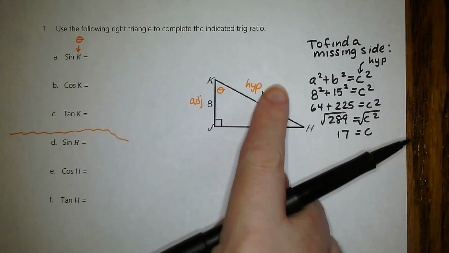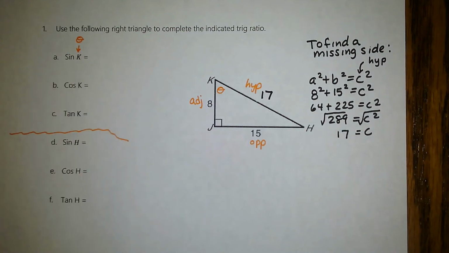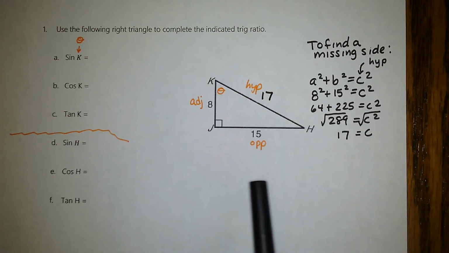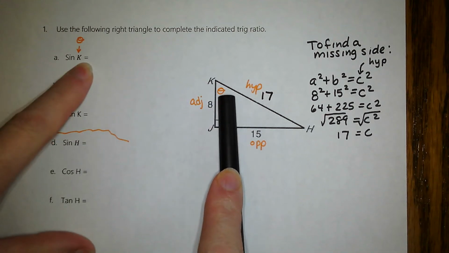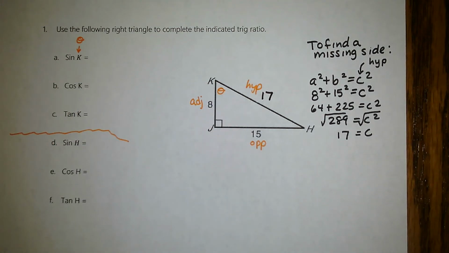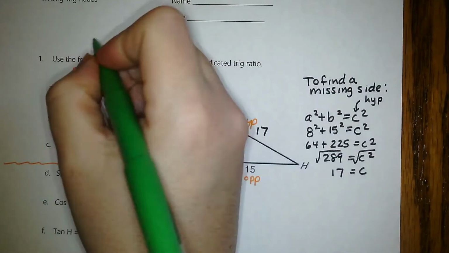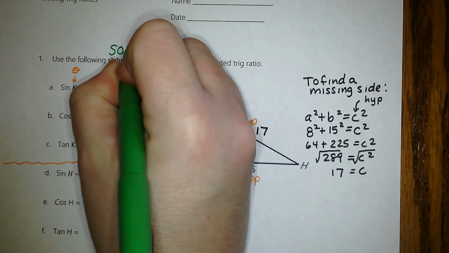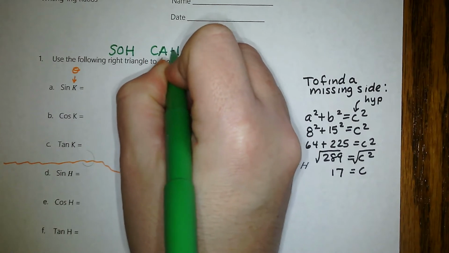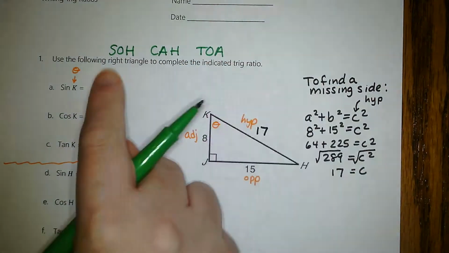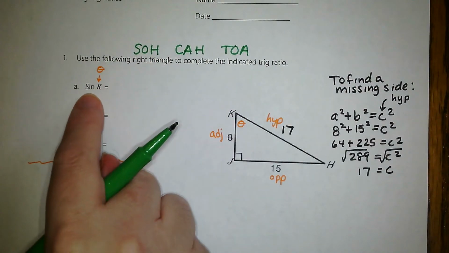Okay, so I have my 3 lengths. I've got them all labeled. Now I just have to remember my SOHCAHTOA. So we just did some Pythagorean theorem to find the missing side. We labeled it based on where our theta was that they give us, which was capital K. And now I need to do SOHCAHTOA. And the key thing for SOHCAHTOA is making sure that you spell it correctly. I know that sounds silly, but if you don't spell it right, you're not going to do it right. It's SOHCAHTOA. SOH represents a sine function.